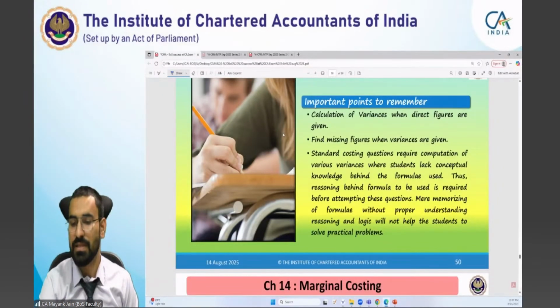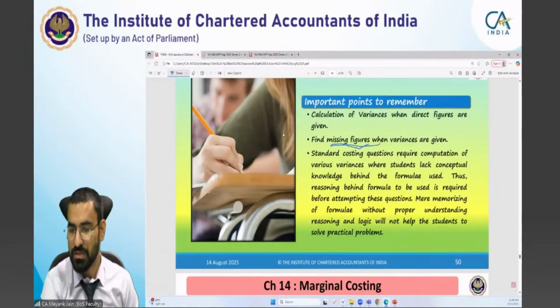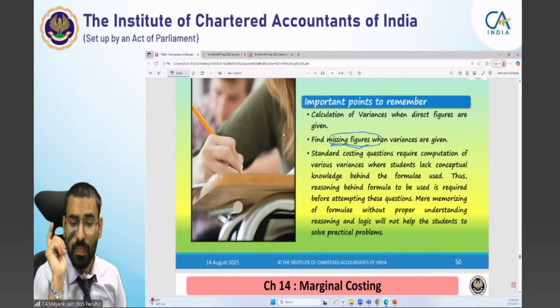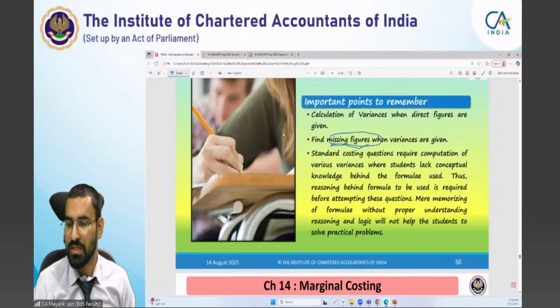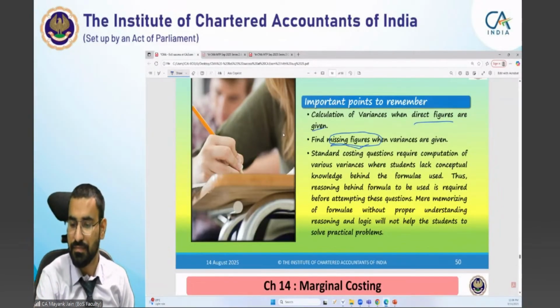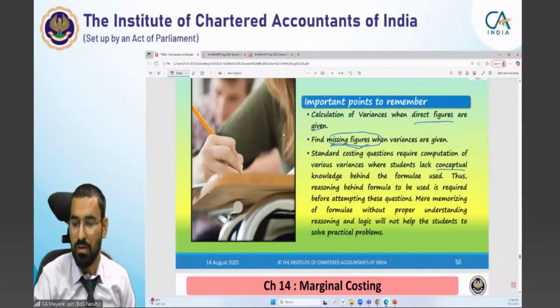Sometimes you are given the missing figures, you are given some information, some variances, you have to calculate the missing figure. Now many times this type of questions for missing figures are asked in the question paper. You have to practice this type of question as well. Calculation of variances when direct figures are given. This is a direct question. So you have to be conceptually strong to understand each and every question and to attempt each and every question.